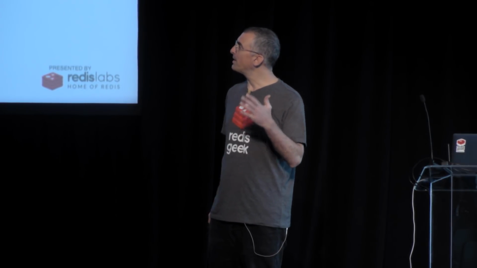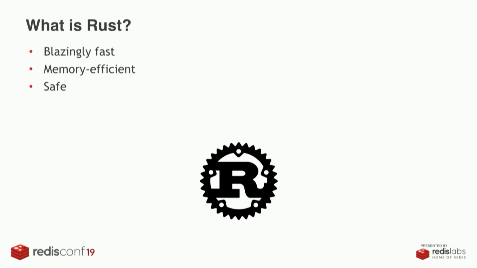So the best things about Rust are that it's blazingly fast. It's as fast as C or C++. It's memory efficient, which means it's really easy to plan your memory layout as you do in C and C++. You know exactly how much memory is used. And it's safe, which is the big selling point. So you can write code that's efficient, but it's also safe. And we'll talk about that a bit.